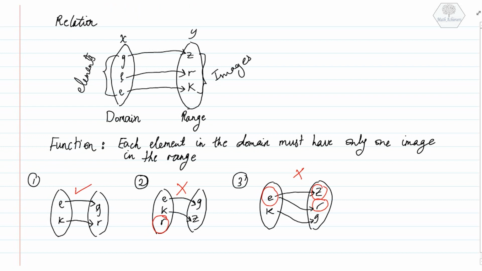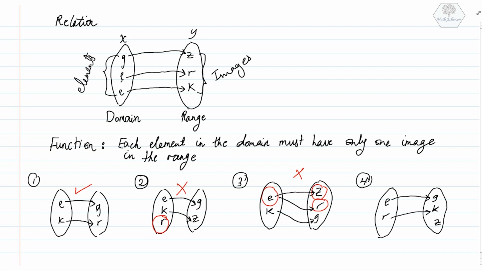More examples. If I have this common example, let's say I have E, R and I have G, K, and Z. E maps to G and the element R maps to the image K. Is this a function?